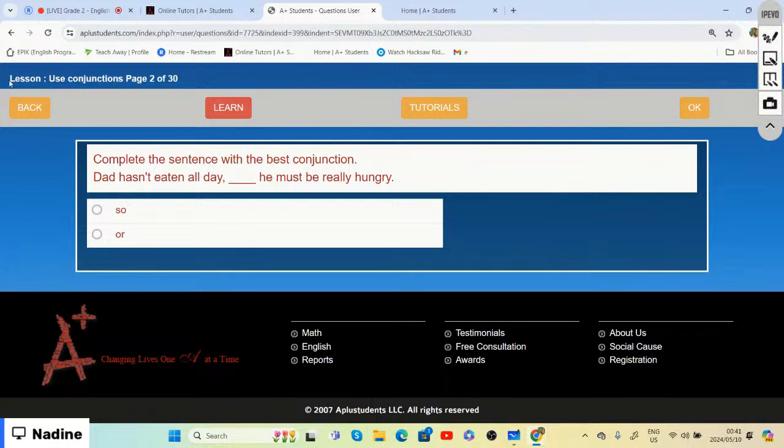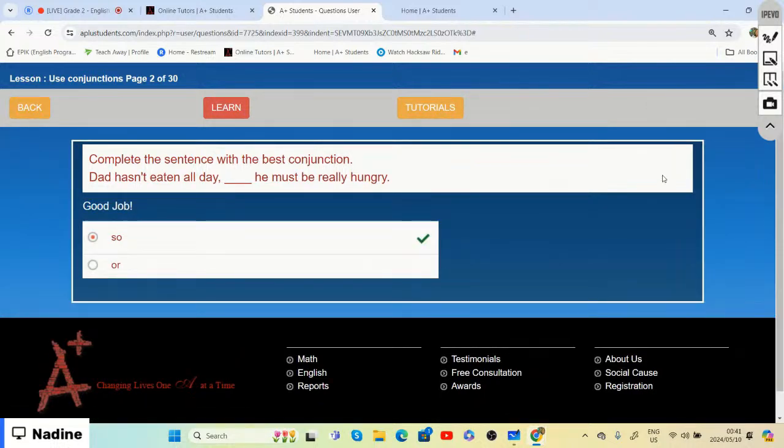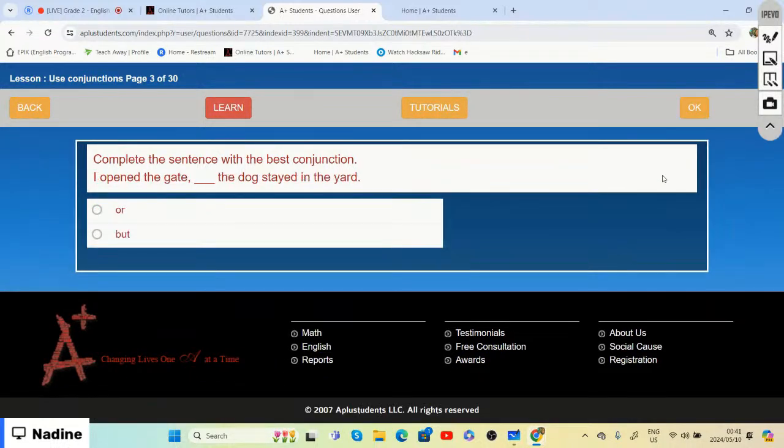All right, so we can say dad hasn't eaten all day, so he must be hungry, meaning he is very hungry because he did not eat all day. So well done. So is correct. Something happens because of something else.